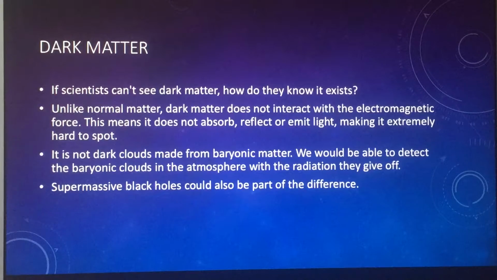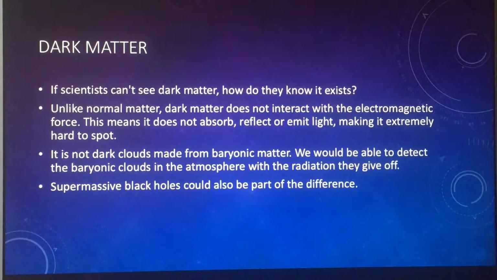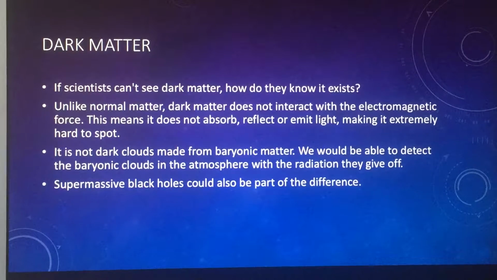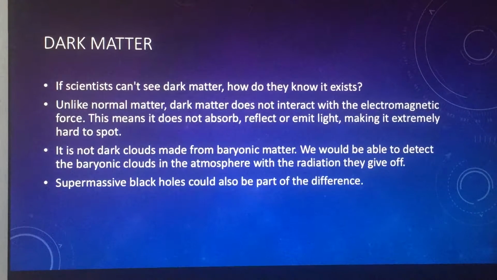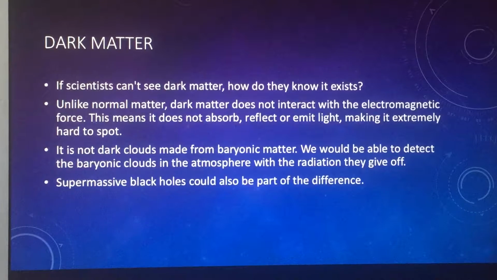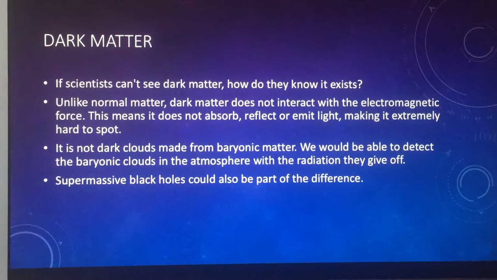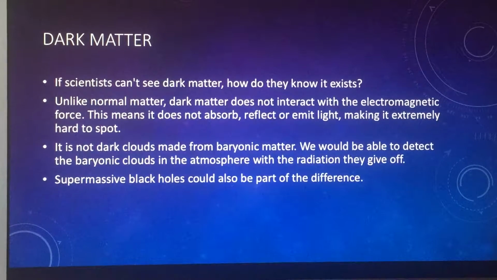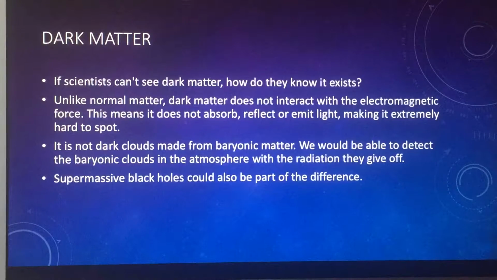If scientists can't see dark matter, how do they know it exists? Unlike normal matter, dark matter does not interact with electromagnetic force. This means it does not absorb, reflect, or emit light, making it extremely hard to spot. It is not dark clouds made from baryonic matter. We would be able to detect the baryonic clouds in the atmosphere with the radiation they give off.